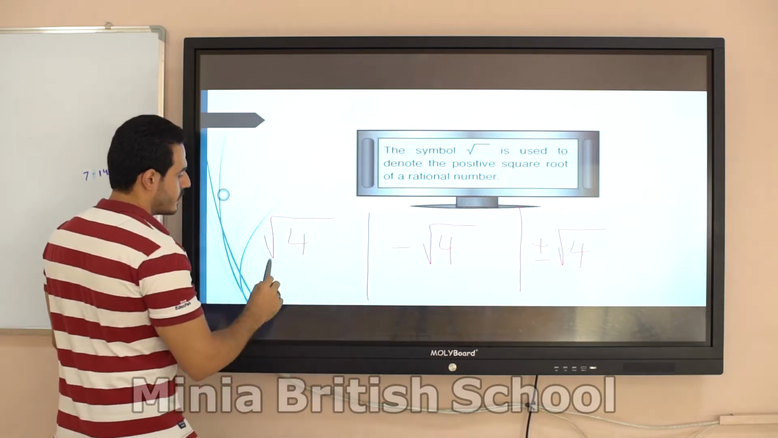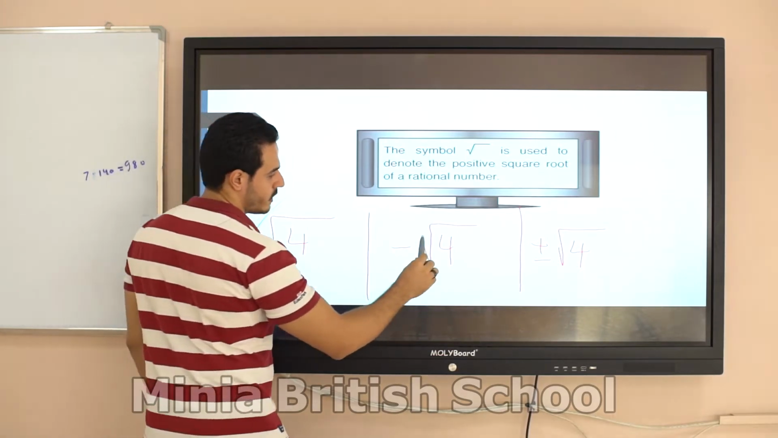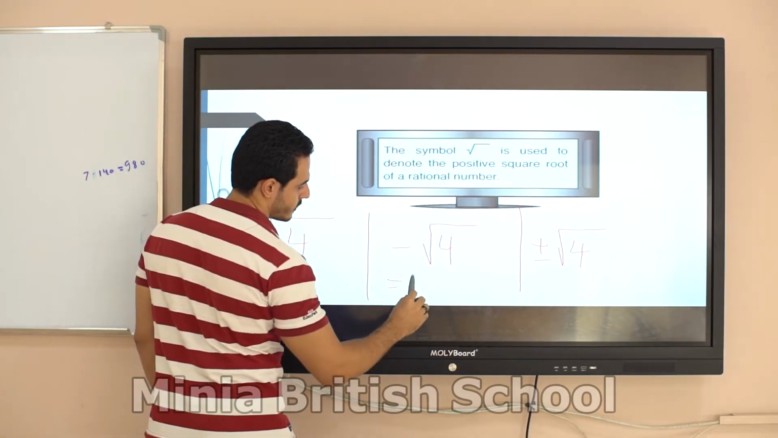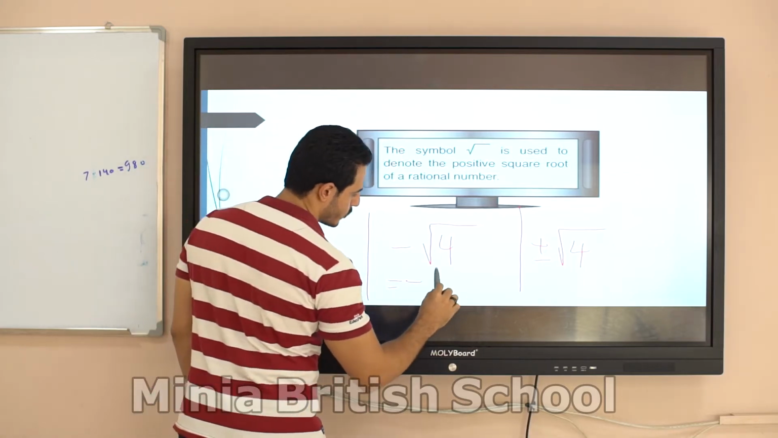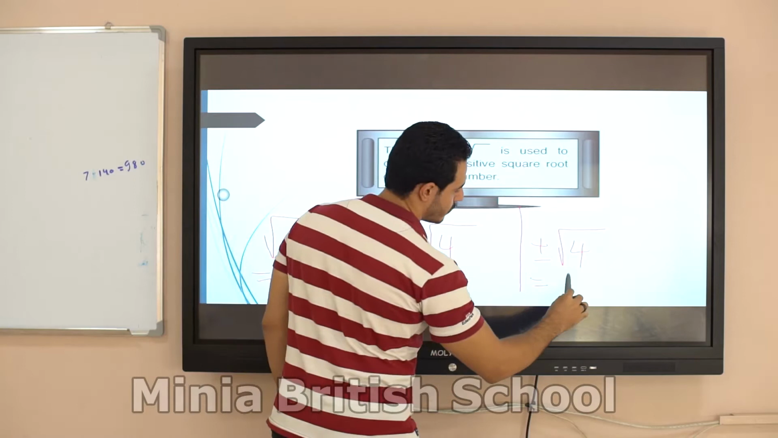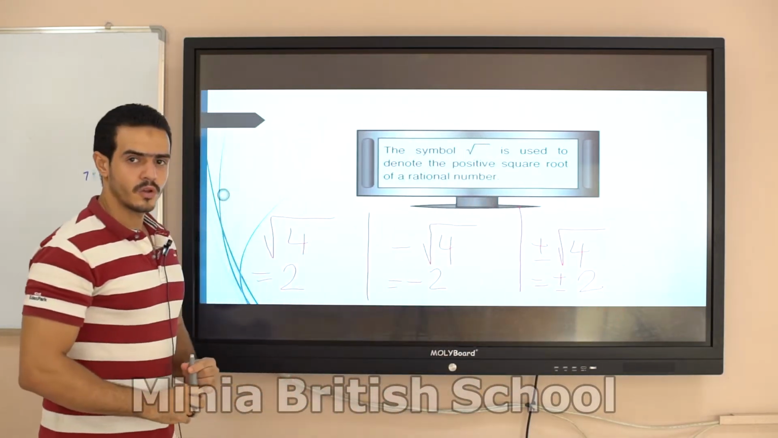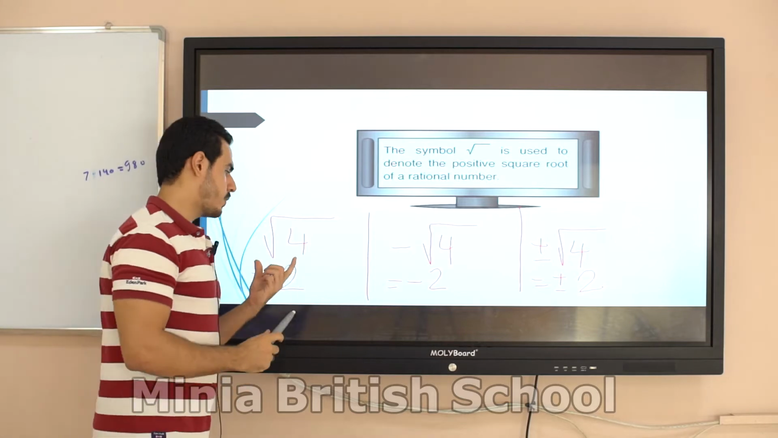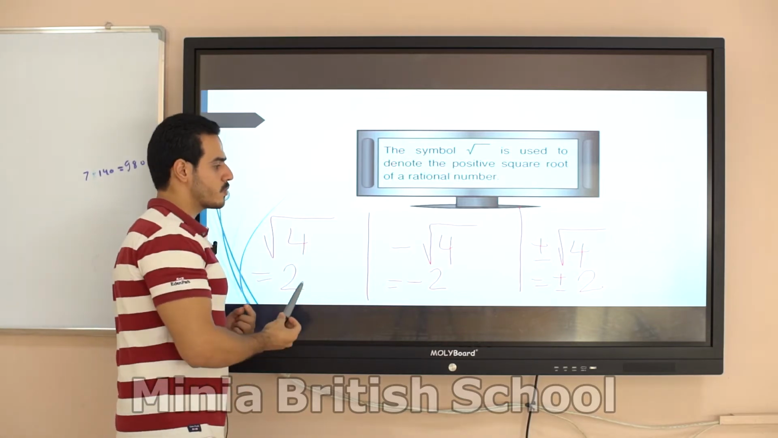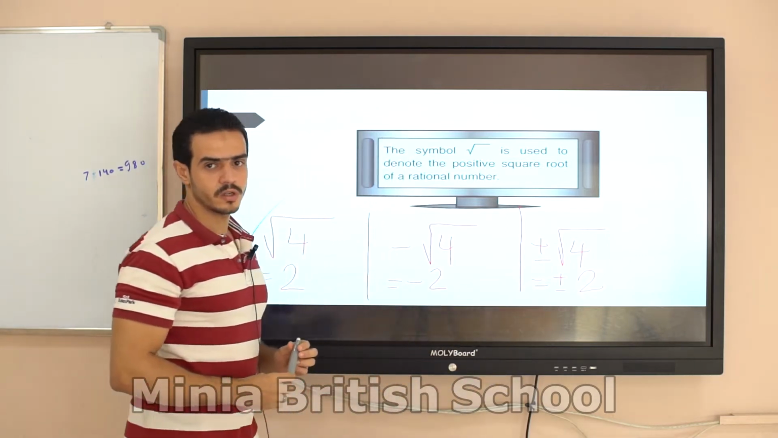Okay, here square root 4 equals 2. Negative square root 4 equals negative, right? Negative, and square root of 4 equals 2, so it will be negative 2, and there will be positive or negative 2. Okay, now we know the difference between positive square root, negative square root, and positive and negative square root.